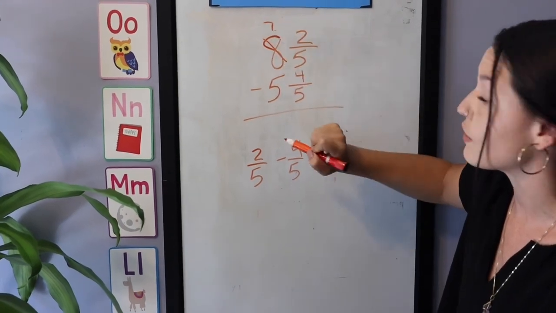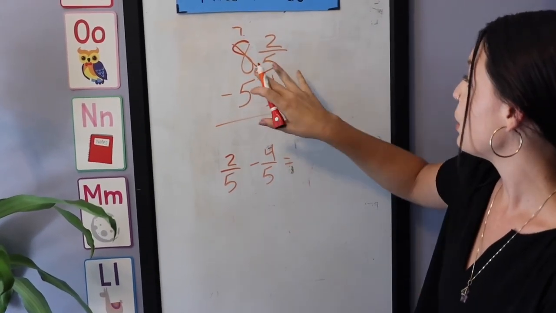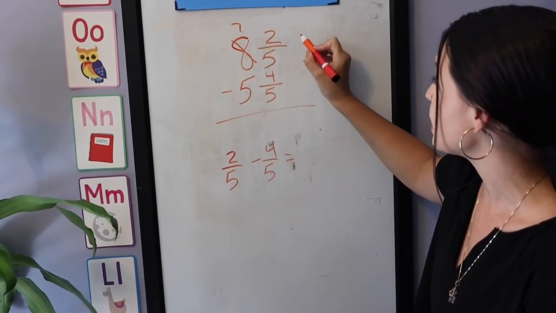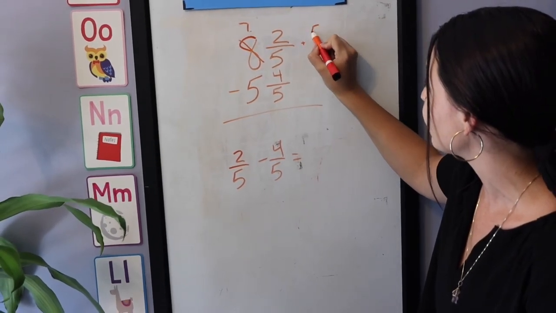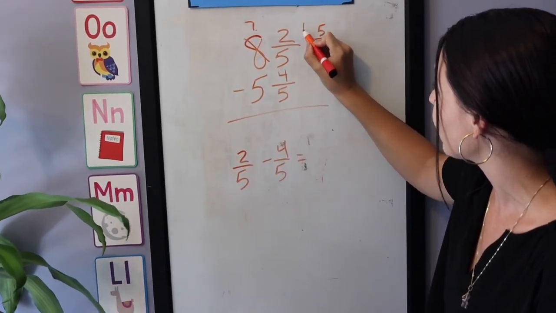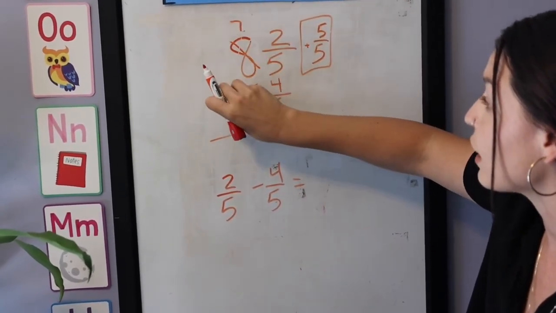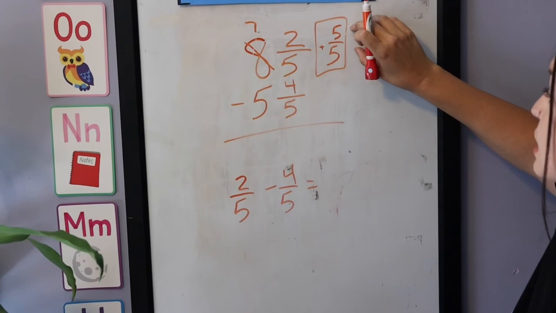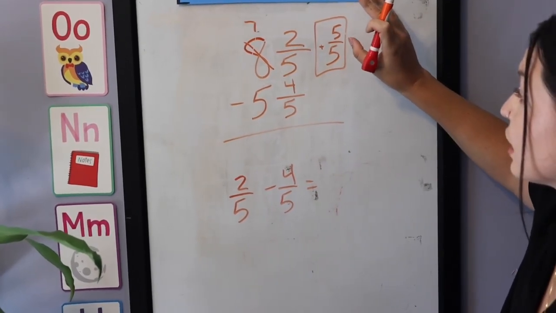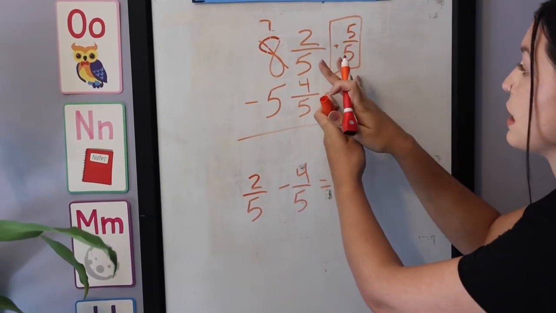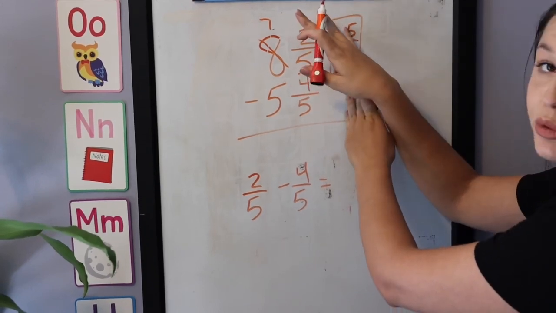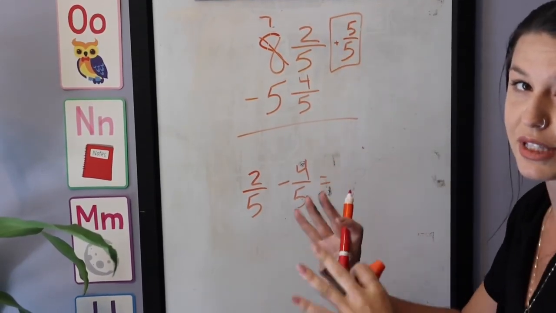This turns into 7, just like normal subtraction. But to add more numbers to this, you're going to add 5/5, okay? Because 5/5 equals 1. So if you're taking 1 out of the whole number, you need to add it to the fraction, but use the same denominator and same numerator. So the numerator becomes the same number as the denominator.